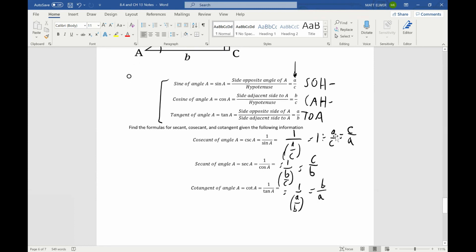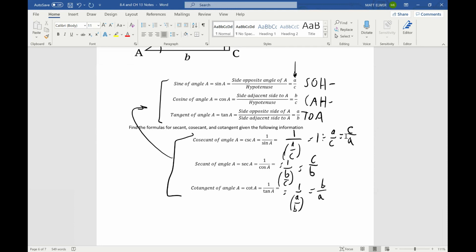So that's how we find the formulas for these three. They're based on our original three, the sine, the cosine, and the tangent. As long as you know what sine, cosine, and tangent are, you shouldn't have any problems finding the other three.